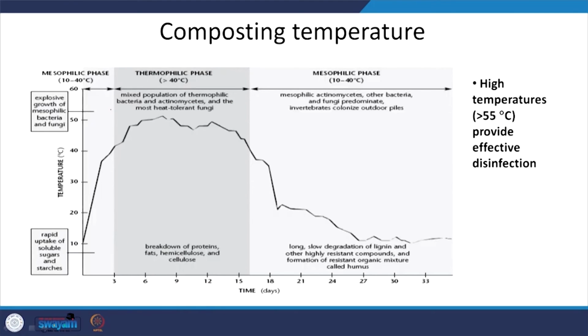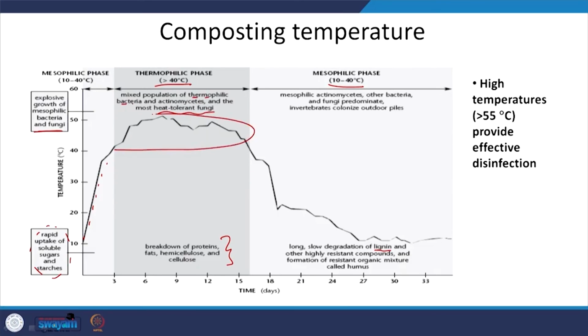And in general we have a thermophilic phase and a mesophilic phase. Here we have two stages, one is breakdown of proteins, fats and cellulose, and the other one, mesophilic, is relatively long and slow. Lignin is remarkably difficult to degrade, and that is going to be taken care of in this phase. So, typically you have 3 phases, but it is a repetition of 2. Mesophilic initially has rapid uptake of soluble sugars and starches, that is why you have explosive growth initially, and then you are going to have the thermophilic phase, and here you have thermophilic bacteria, actinomycetes and the most heat tolerant fungi.